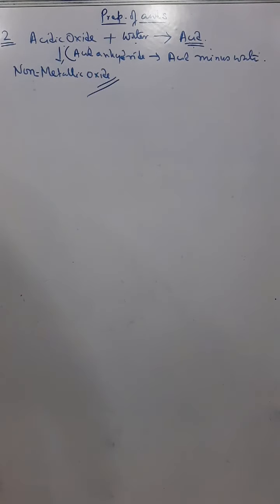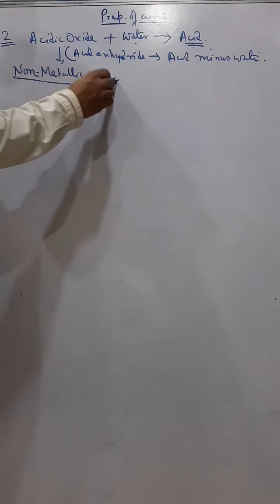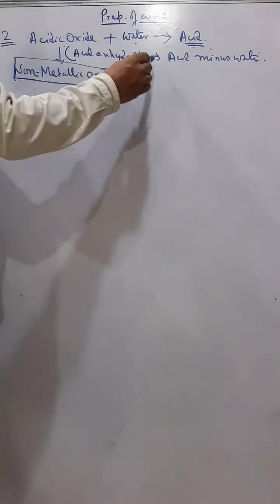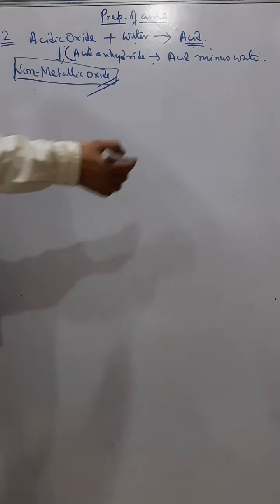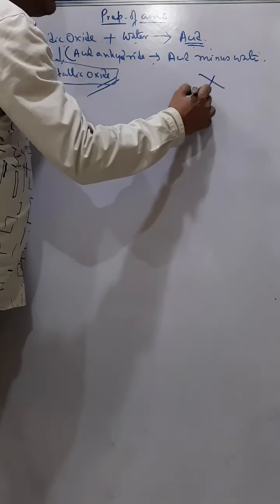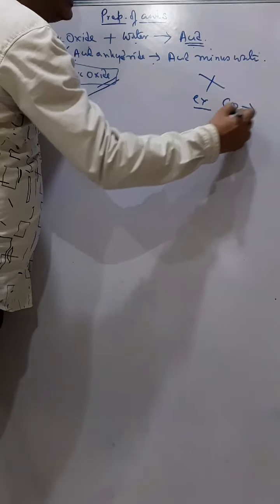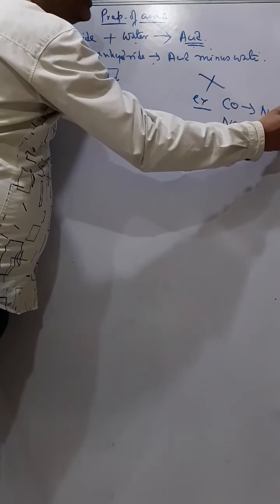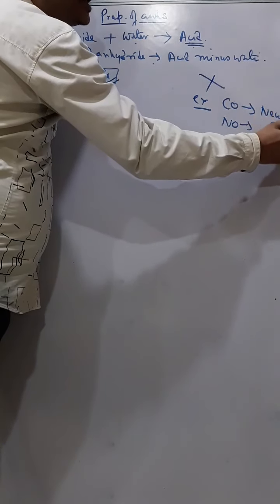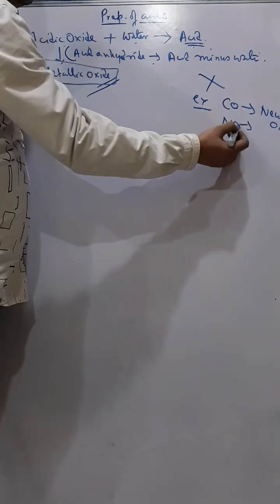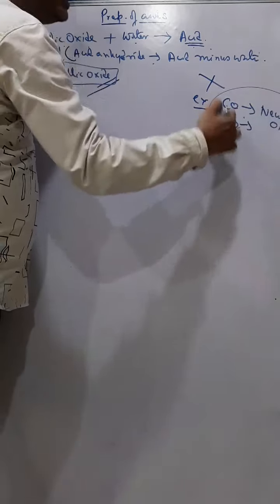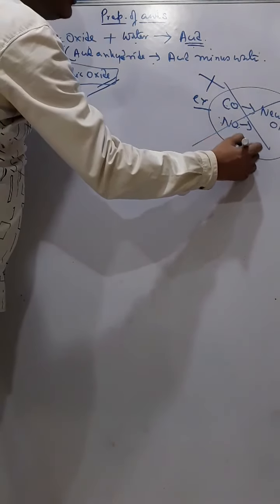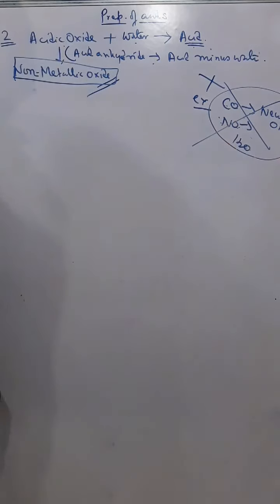Now what are acidic oxides? They are non-metallic oxides which dissolve in water to form their corresponding acids. Now there are some exceptions. Among non-metallic oxides, the exceptions are carbon monoxide and nitric oxide. These are called neutral oxides. These are also non-metallic oxides, but they are neutral oxides. Water is also a neutral oxide.